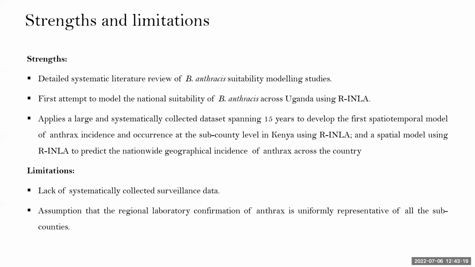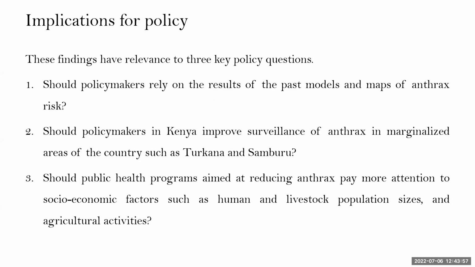So some of the limitations were the lack of systematically collected surveillance data for Uganda. So basically, I ended up removing the spatial random effects because there was no evidence of further spatial autocorrelation after adding covariates. But there's a possibility that had the data been systematically collected, maybe we would have been able to see some spatial autocorrelation and adjust for it. Then another limitation is the assumption that the regional laboratory confirmation of anthrax is uniformly representative across all sub-counties in Kenya. So these findings have relevance to 3 key policy questions.